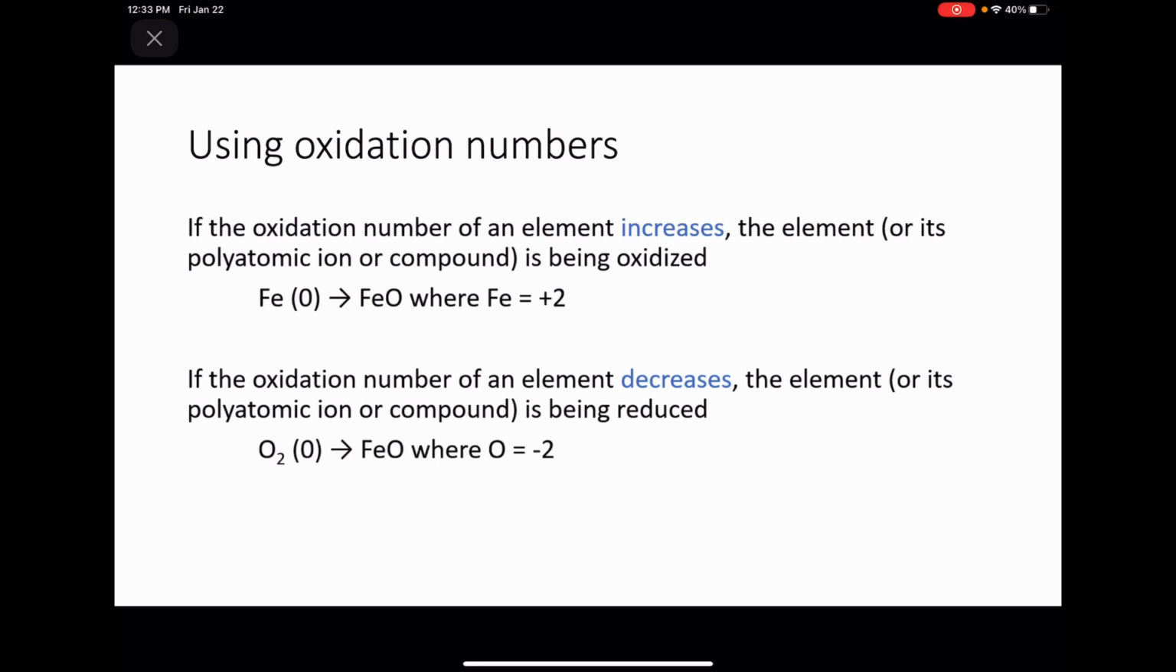So O2, the oxidation number of oxygen in O2 is 0, and then the oxidation number of oxygen in iron oxide is -2. So it's going from 0 to -2, it's decreasing.